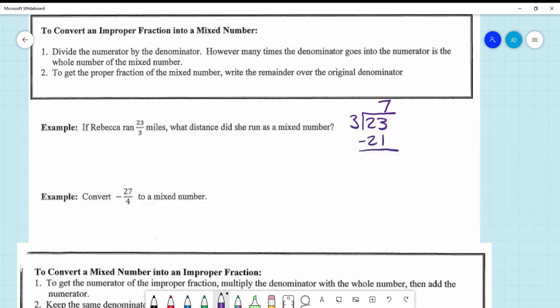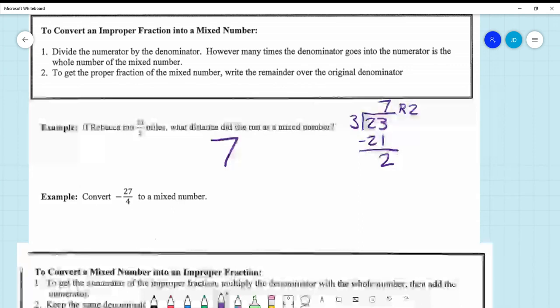So if you subtract, you've got 3 minus 1, which is 2, which is your remainder. So you could write that as 7 remainder 2, but when we write it as a mixed number, we're going to keep the 7, the whole number part.